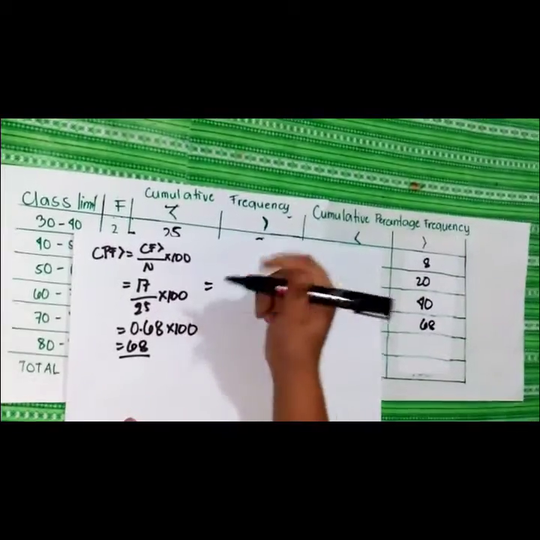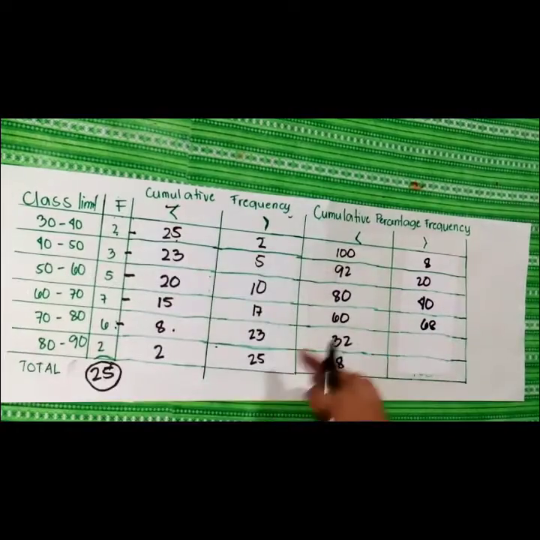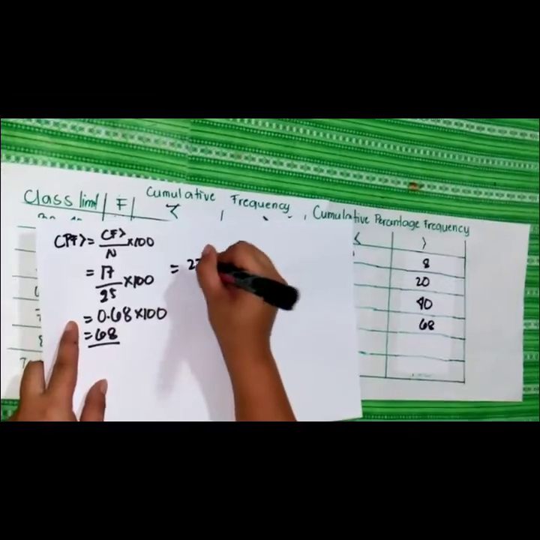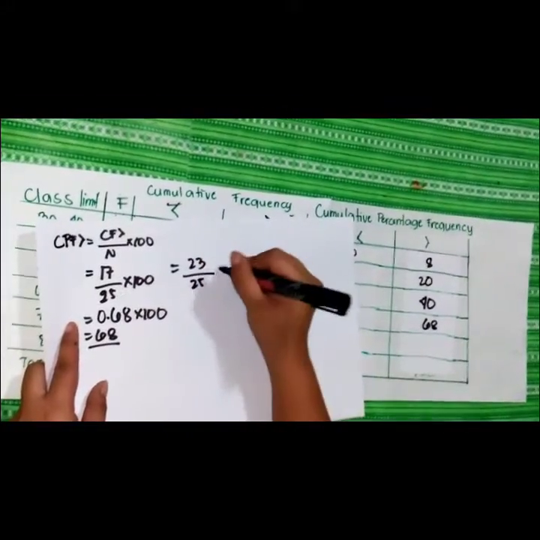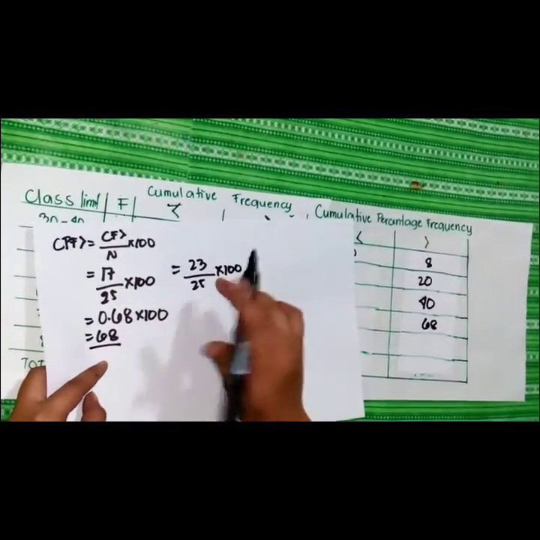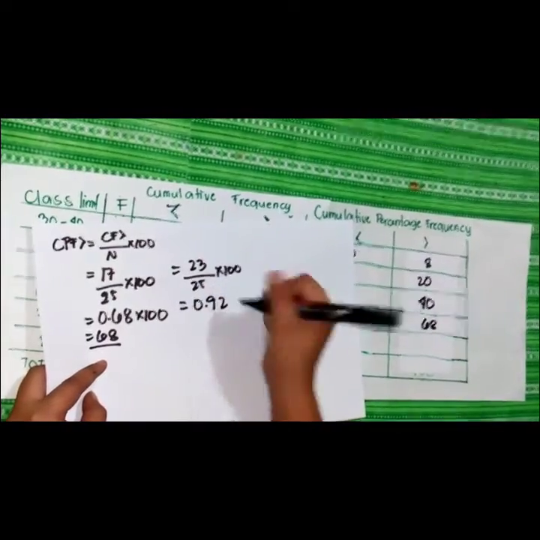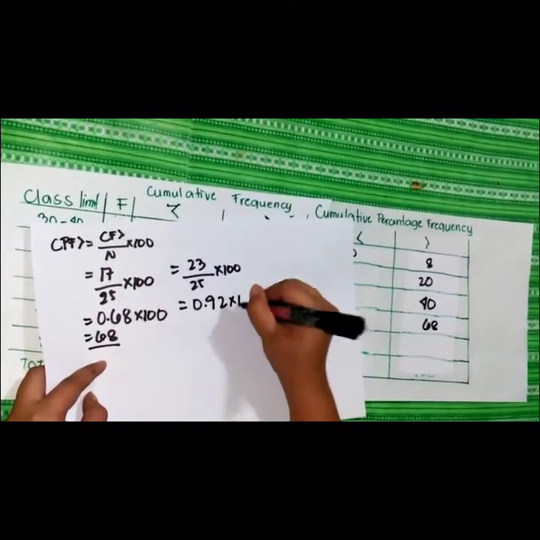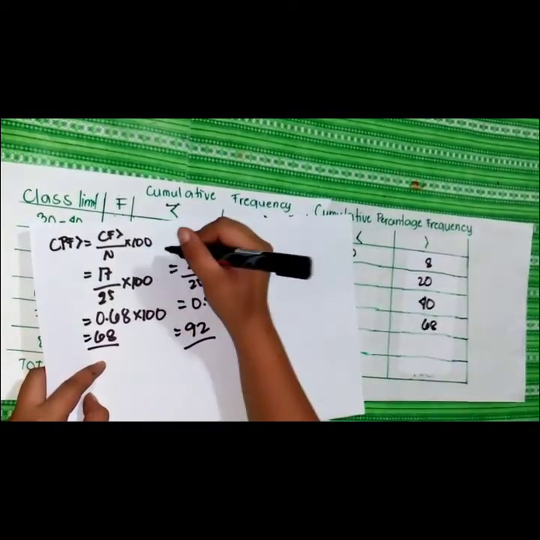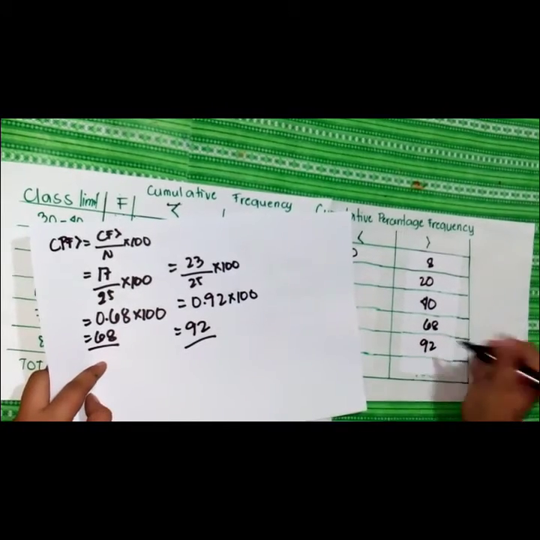So another example. In our cumulative frequency greater than, we have a number of 23. So we are going to write 23 here. So 23 divided by the number of cases, 25, is equal to 0.92. And 0.92 times 100 is equal to 92. This is the answer of our fifth row. So we are going to write 92 here.